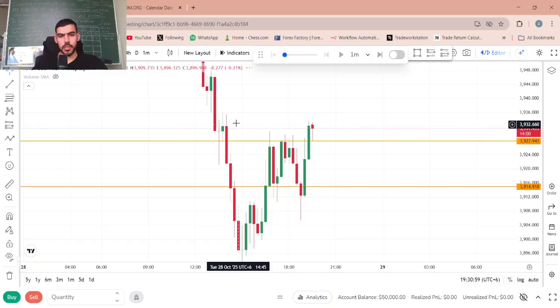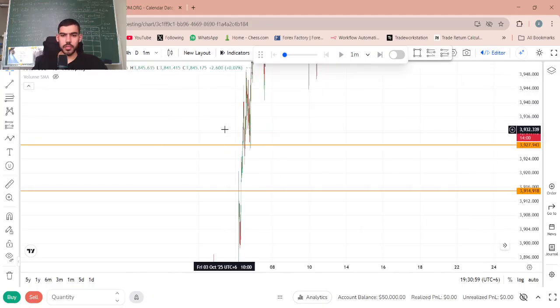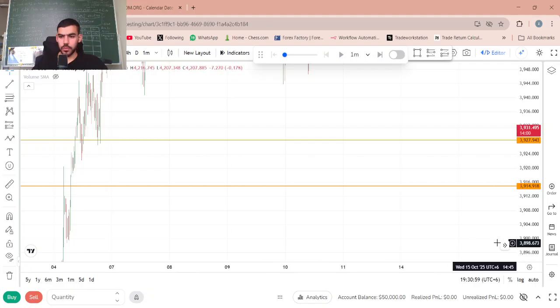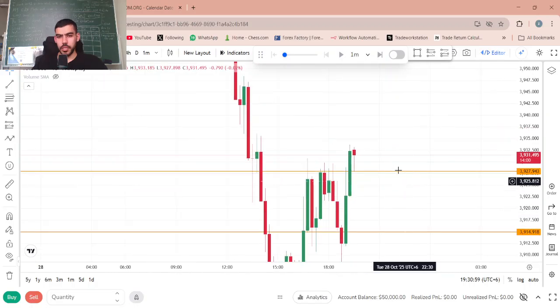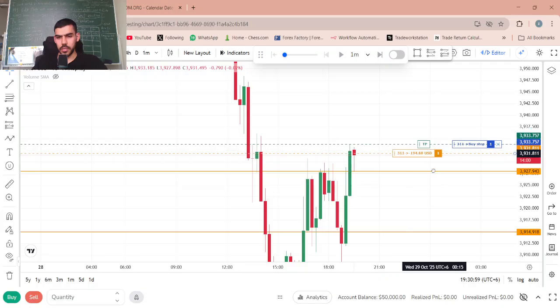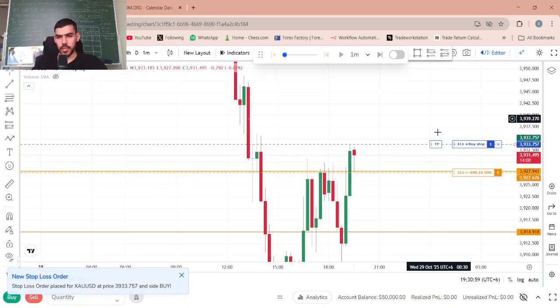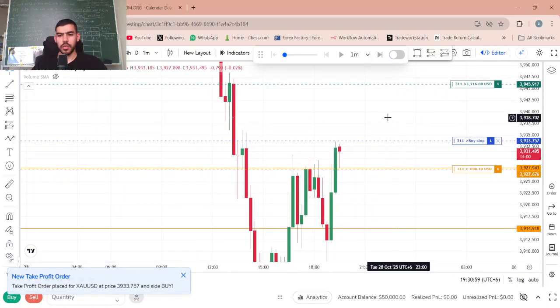Let's check the 15. Alright, I think it's closed pretty much at the range. Let's look to the left hand side. Alright, so it closed above. I believe we can enter a buy if it can re-break above this area right here. Stop loss below the current candle for 600 pips. I will be aiming for almost 1 to 1.